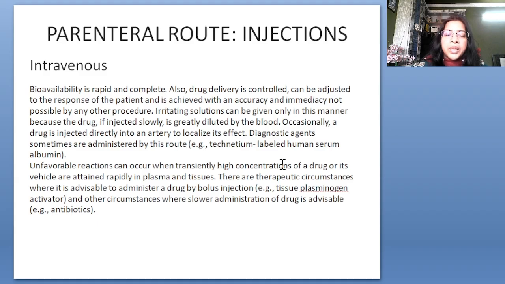Diagnostic agents sometimes are administered by this route, for example, technetium labeled human serum albumin. Unfavorable reactions can occur when high concentrations of a drug or its vehicle are attained rapidly in plasma and tissues. There are therapeutic circumstances where it is advisable to administer a drug by bolus injection, for example tissue plasminogen activator, and other circumstances where slower administration of a drug is advisable.